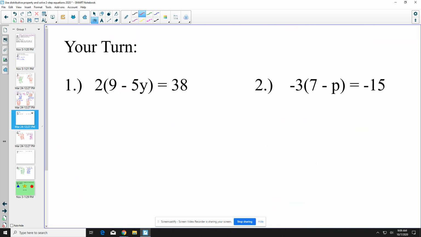Okay, I'm ready for you to try 2 of them on your own. So you're going to pause the video. You're going to try 1 and 2. Remember, you're going to use the distributive property first, and then you're going to solve your equation by adding, subtracting. Then last step, multiply or divide. Go ahead and pause now. Try these 2 problems. When you get done, click play.